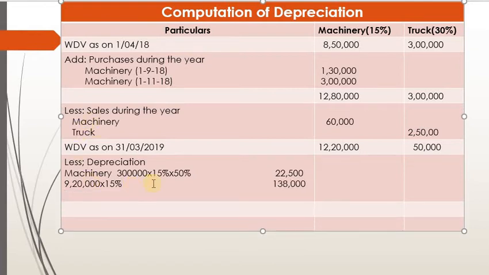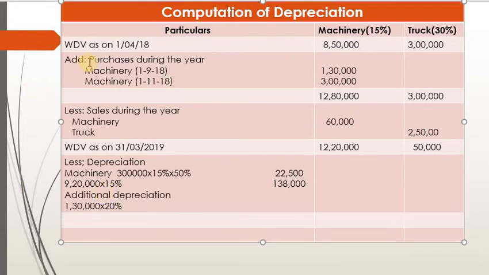Now let us go to the additional depreciation. These two machineries will qualify for the additional depreciation because they were purchased on or after 2005. Let's provide the additional depreciation. For the machinery which was bought first on September, that is 1,30,000 into 20%, so the total is 26,000.